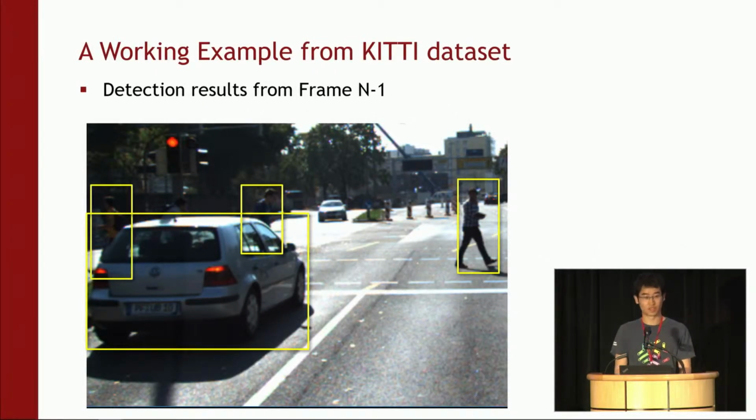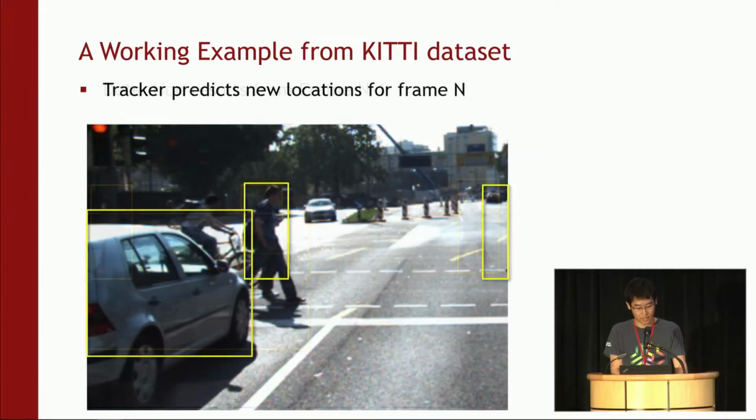So here is an example from the KITTI dataset to show how our system actually works. This is the last frame where we already got some detection results. And in the next frame, the tracker, using information of motion and other cues, predicts some new locations. Notice that there are only 3 objects, and 1 object is predicted to leave the frame, so it's deleted and not shown on this image.